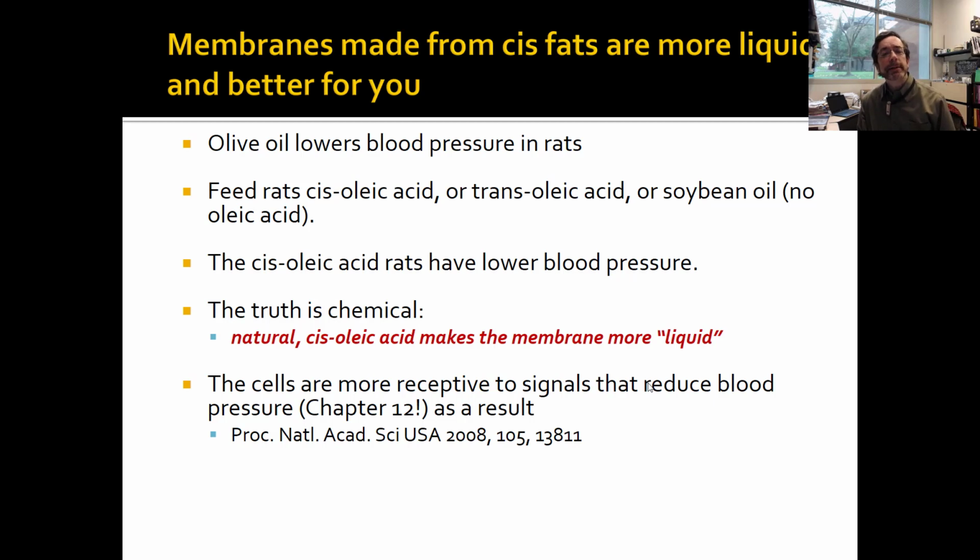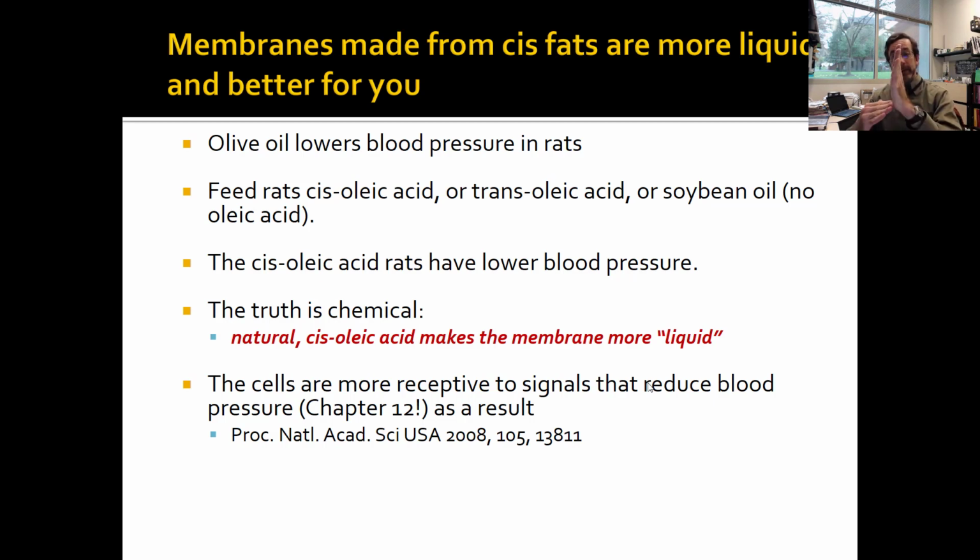This comes from the observation that if you give rats olive oil, it will lower their blood pressure. So what you do is you feed rats cis-oleic acid, which is naturally in olive oil, trans-oleic acid, which is the same stuff but flipped around to be the trans version, or soybean oil, which has no oleic acid in it. And it turns out of those three, the cis-oleic acid rats have lower blood pressure. And they looked for why. And the reason why is that the cis-oleic acid made the membrane more liquid.